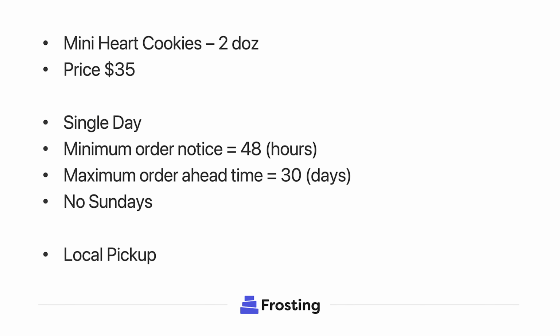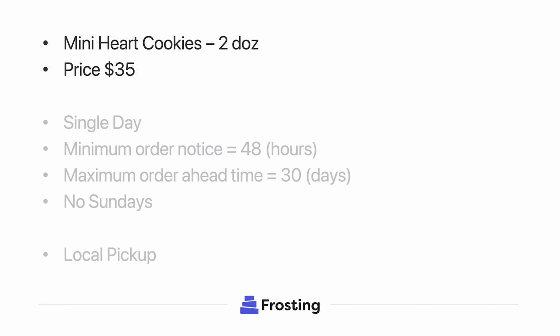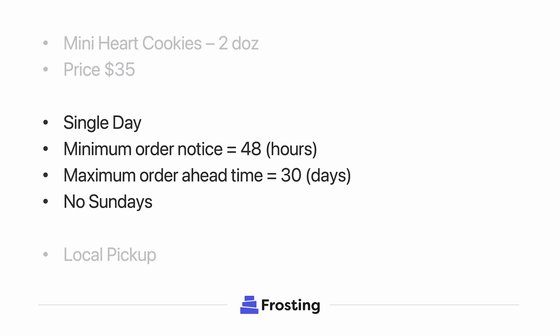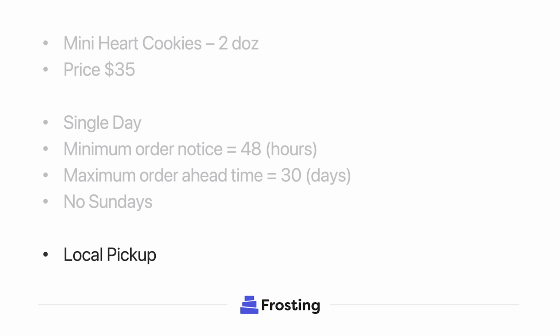Here's a quick overview of the product that we're going to be making. Title is Mini Heart Cookies 2 dozen with a price of $35. And here's the booking information. It's single day, so the customer will only select a day and not a time. And the minimum order notice is 48 hours with a maximum order ahead time of 30 days. And since we all need a break, we're going to uncheck Sundays. We're going to use local pickup, which every bakery has on by default.